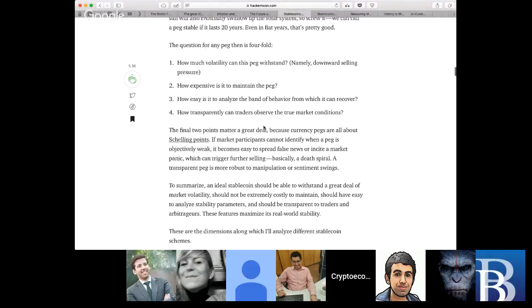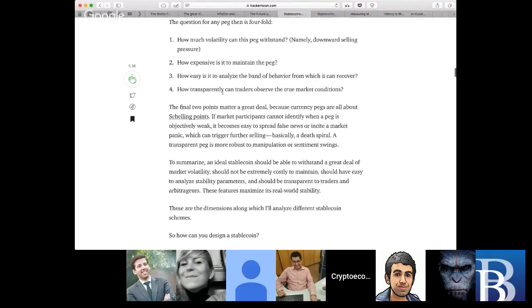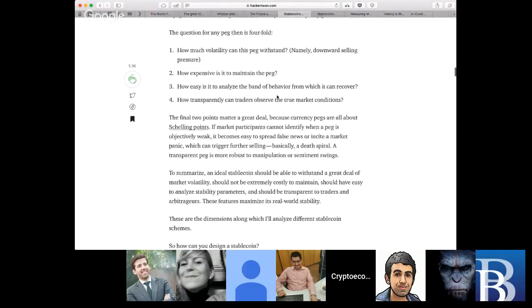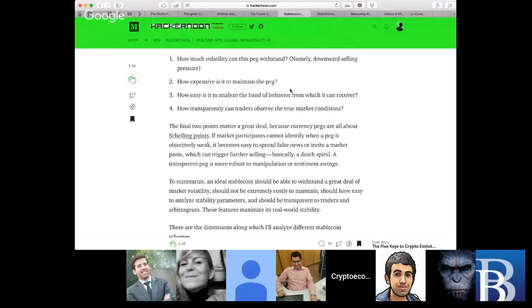Okay. So it has to be easy to analyze the band of behavior from which it can recover. What kind of instruments or behaviors are people going to use to recover from a deviation from the correct price? And finally, the transparency of the traders should also be included, so that more trust can be built within the community.